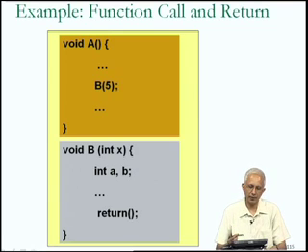Now, if you look at the example that I have here, the outer yellow box is some program, and I'm concentrating on only two functions of the program, the function A and the function B.